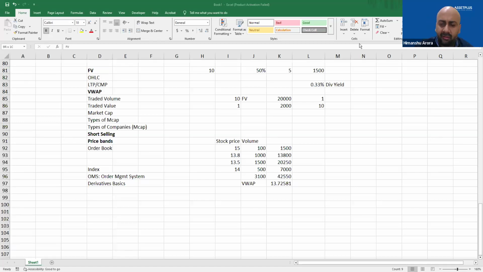Relevance of VWAP, Prabhu, not for us, but for traders, especially intraday traders. So beyond the context of this course here.